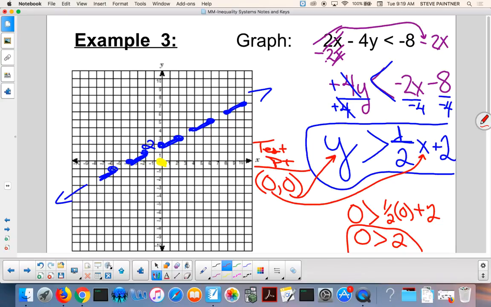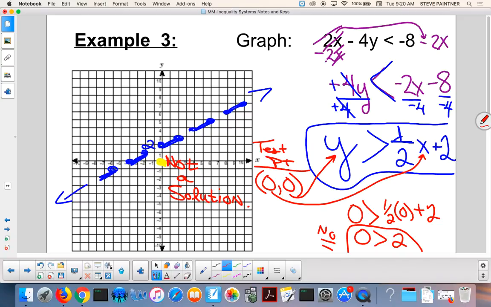Is 0 greater than 2? No. So this is no. Okay, so you say basically no to this point. And when you say no, you know what you're really saying? False. It's false, but you're saying not a solution.